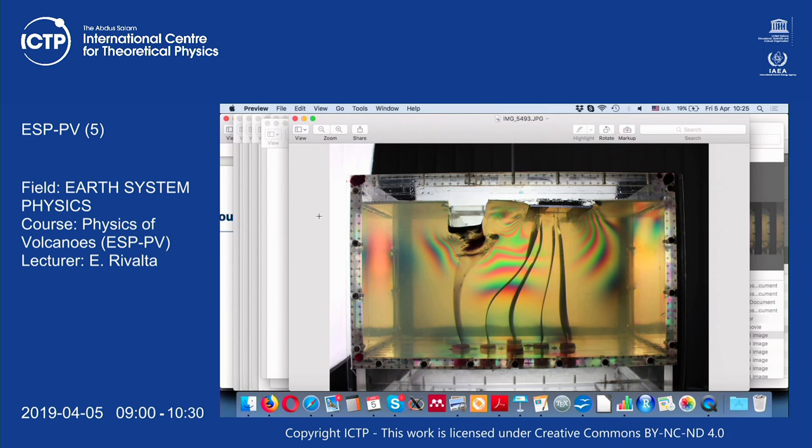Can you give a real example? No, I don't remember. Any volcano, because there are a lot of volcanoes. We will also go one day to look at the conduit flow models and how they work.